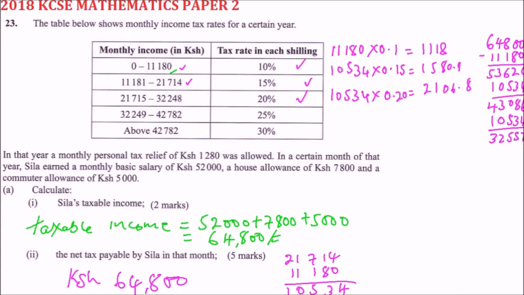We move to the next bracket. So it is 10,534. You multiply by 25%, which is the same as 0.25. This will give you 2,633.5. Then we subtract that amount, so we subtract 10,534 from the amount.